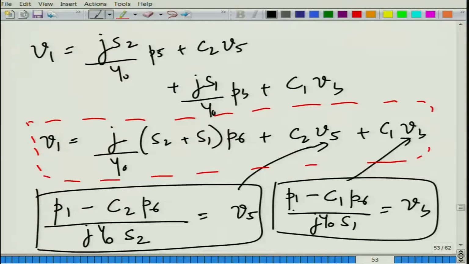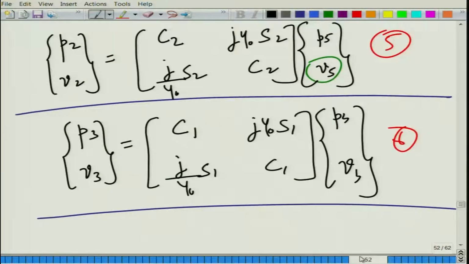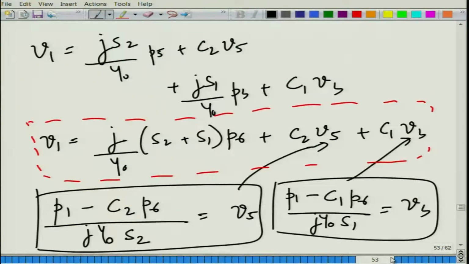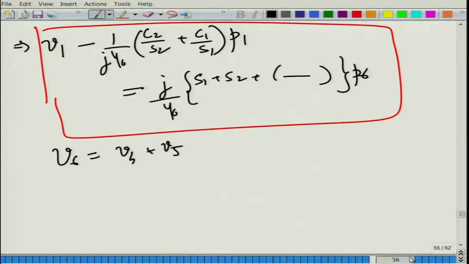So, this is basically when we invoke such a thing, we are using the expressions here. Now we are using the things here to get another equation. Remember, in this equation we have 3 variables: V1, P1 and P6. We need another equation so that we can have something like A matrix times [P1, V1] is equal to B matrix times [P6, V6], and then we can invert it.